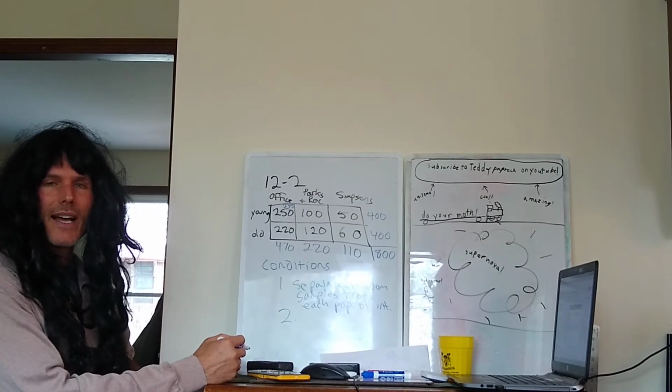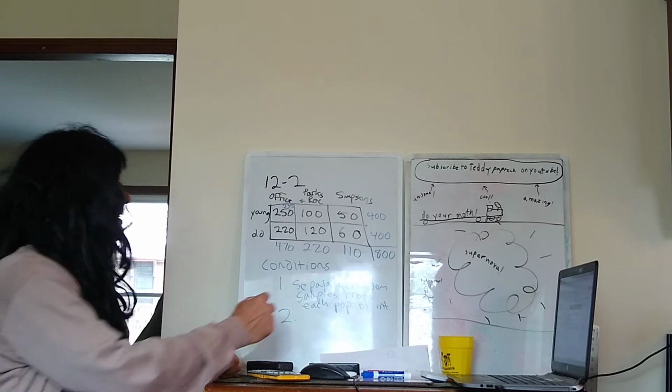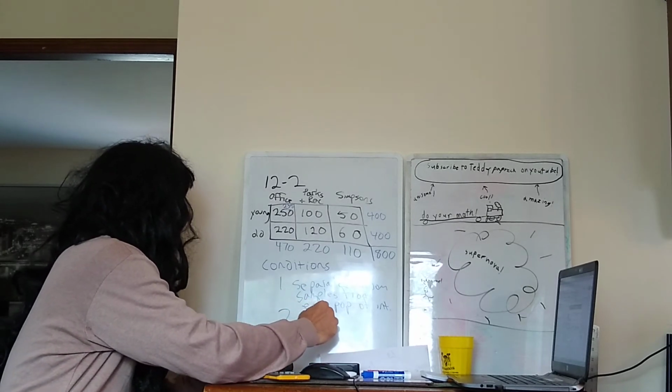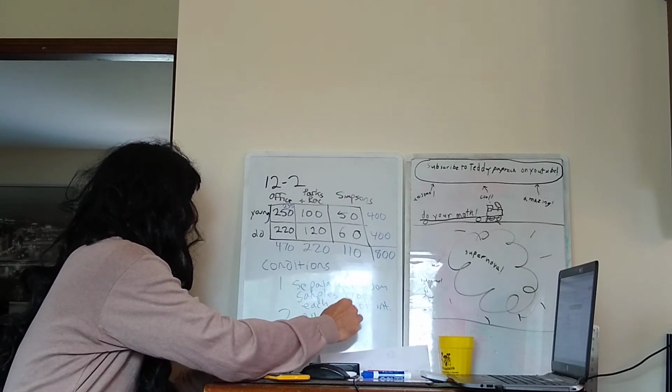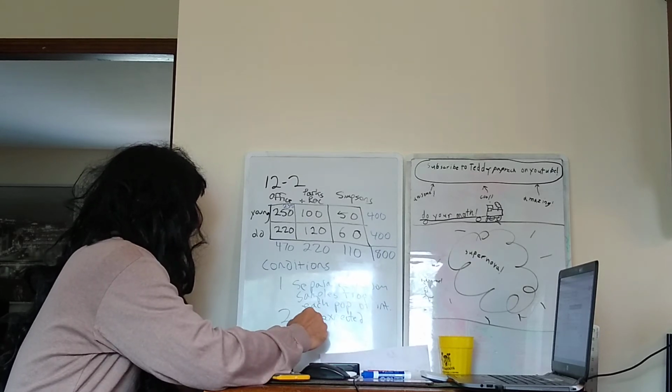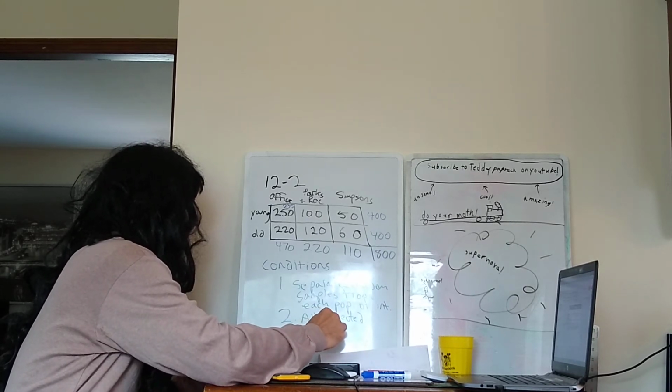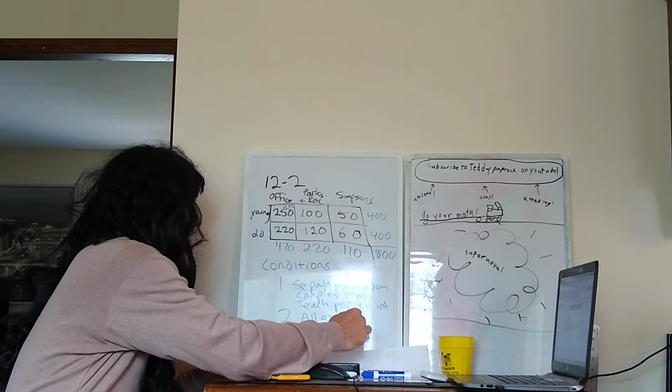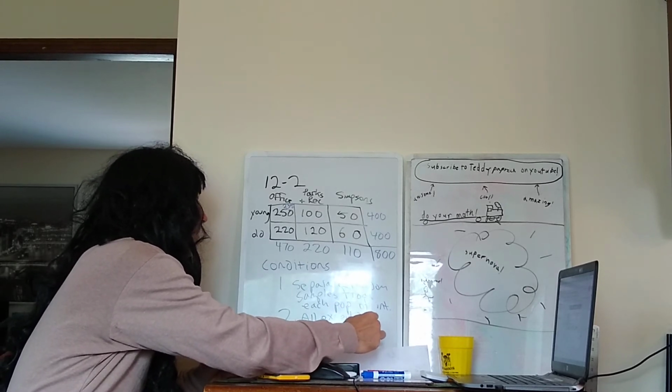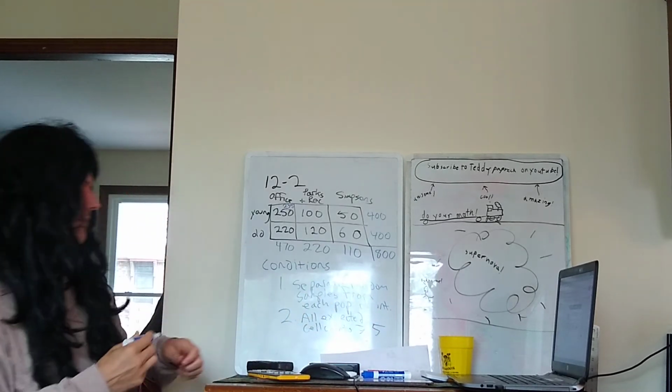The other condition is the same as one of the conditions for the chi-squared goodness of fit test. All expected cell counts are greater than or equal to 5.